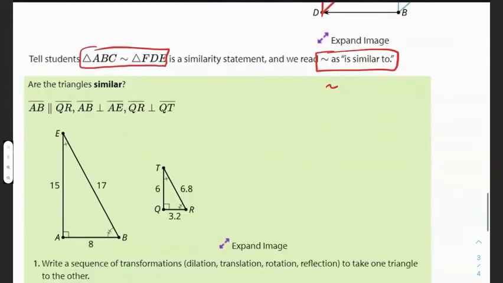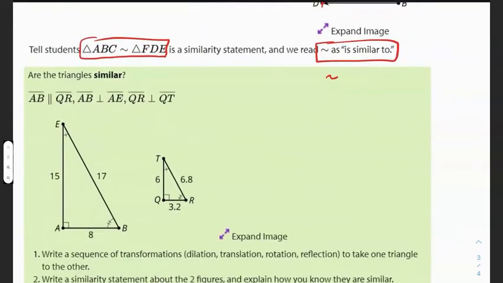So let's see if we can start applying that here. Are the triangles similar? Okay, so let's take a look and go ahead and see if we can make this similarity statement. So notice all the angles are congruent. Okay, so that's probably a good indicator right there. And let's see what else we have. AB is parallel to QR. Okay, so this is parallel to that. Well, what's scale factor? Let's see.